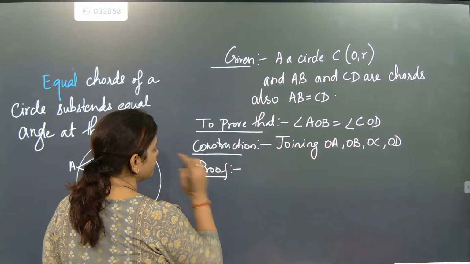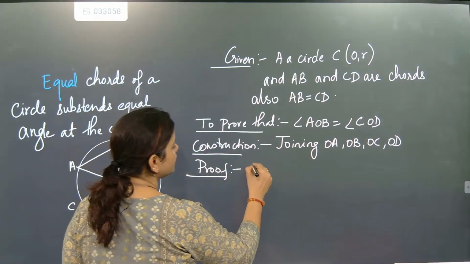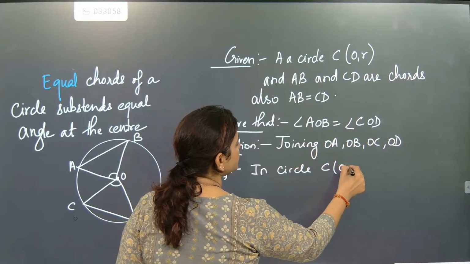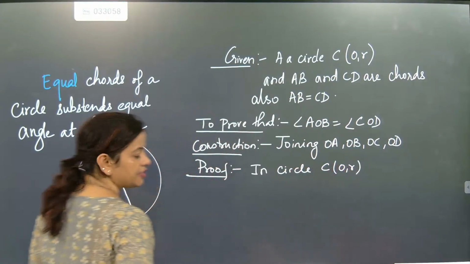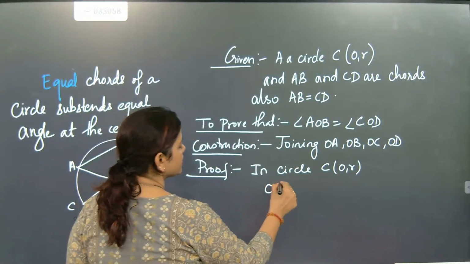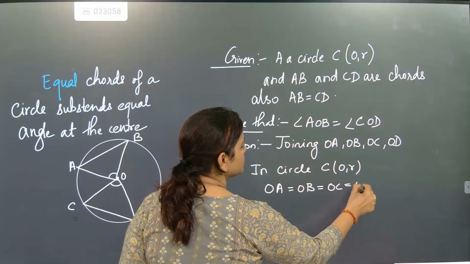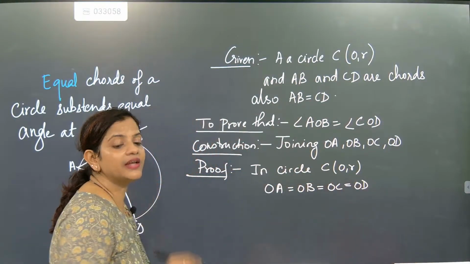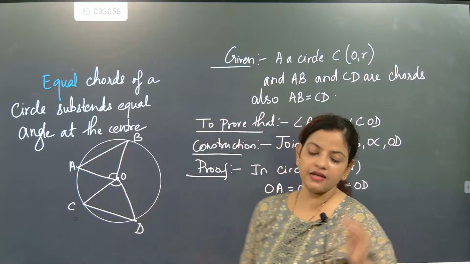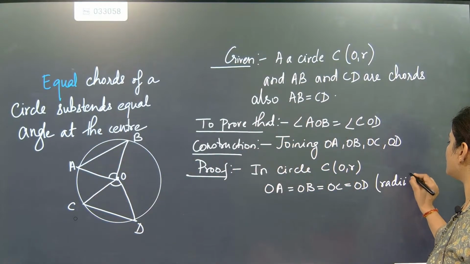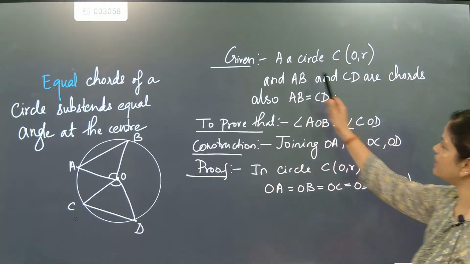So now look here, beta. We are going to start here with in circle C with center O and radius R. Now here OA is equal to OB is equal to OC is equal to OD. What are they, beta? They are radii of the circle. So we will write it here as radii. So our half work is over because we have written the given section.